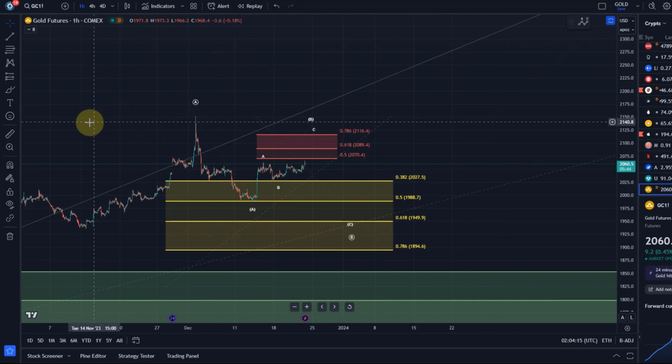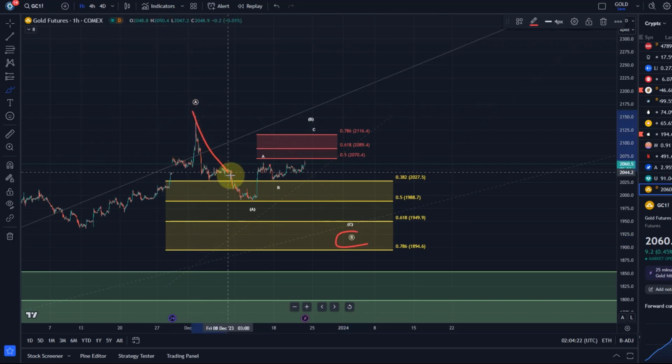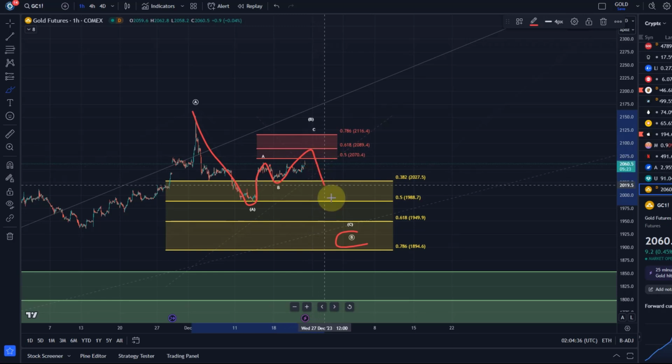So looking at the microstructure, we said, look, if the B wave is unfolding, then it would be an ABC structure, A wave down. The B wave is likely unfolding right now. And in the last video, we already talked about this A wave, we talked about this B wave, and we talked about that from somewhere here, the C wave could be unfolding before we then come down in the larger C wave. So A, B, C. That would be ideal.